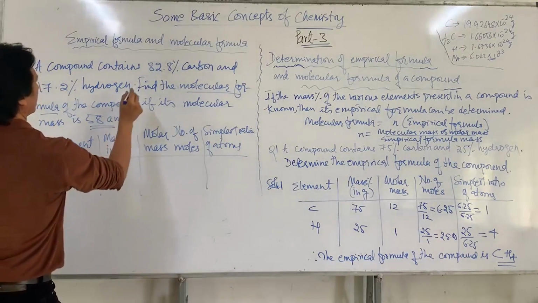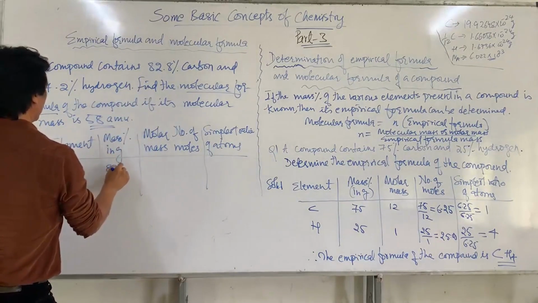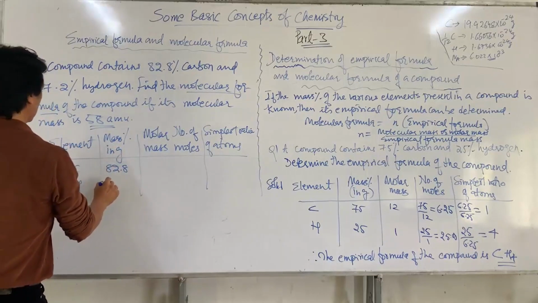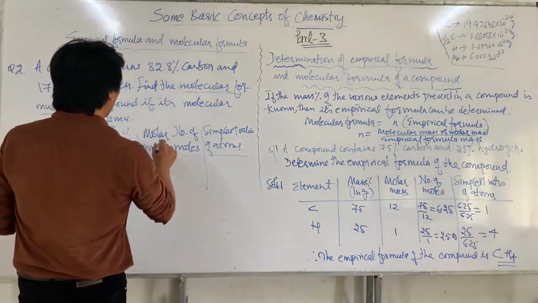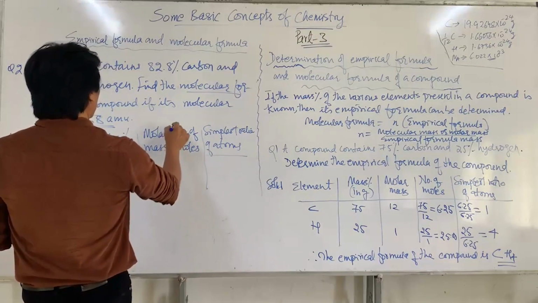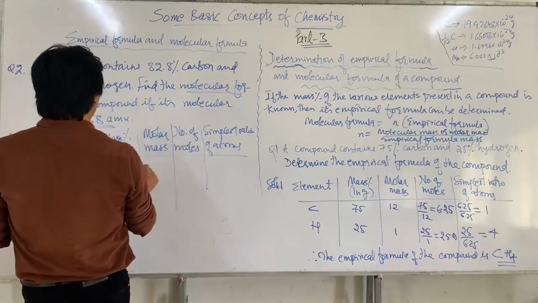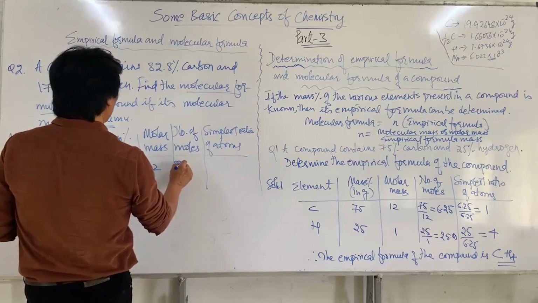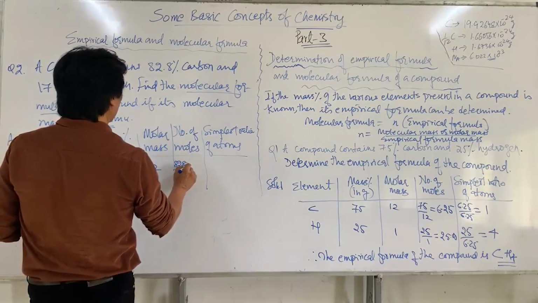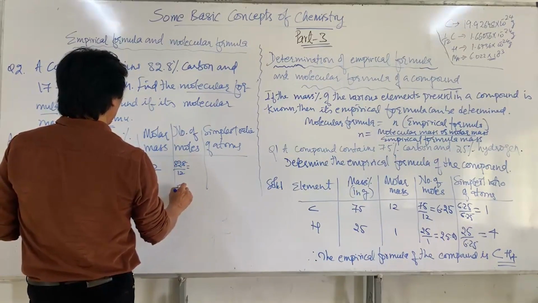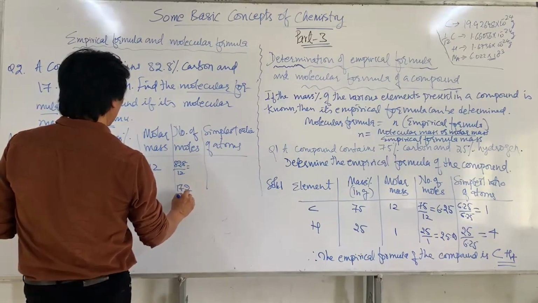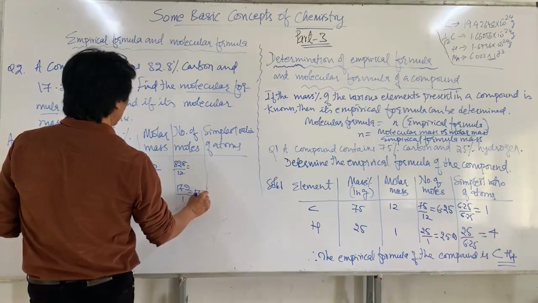See, carbon here it is 82.8 and hydrogen it is 17.2. The sum of these two should be 100. The molar mass of carbon is 12 and that of hydrogen is 1. So this is 82.8 divided by 12, and this is 17.2 divided by 1, which is 17.2 itself.